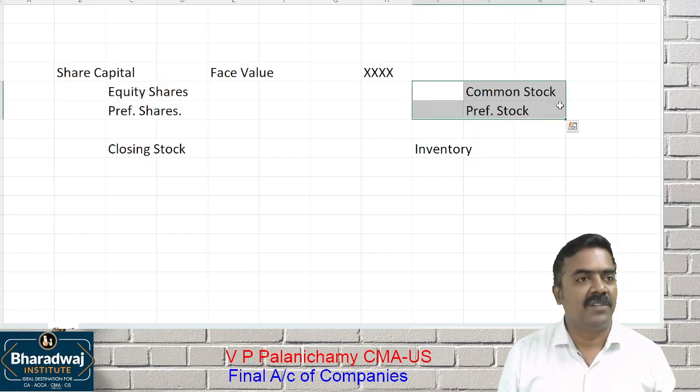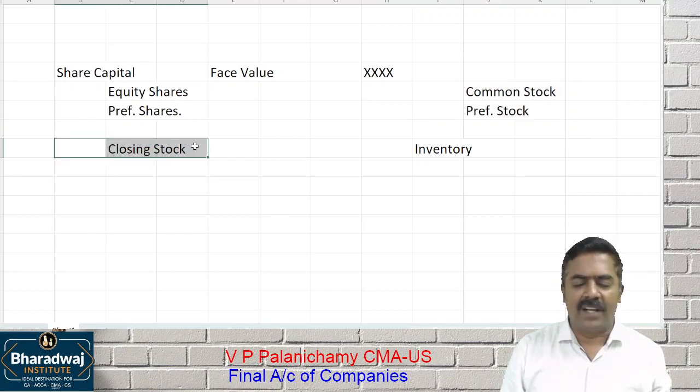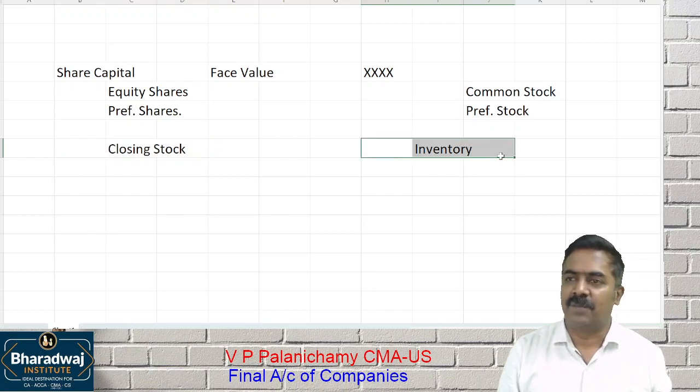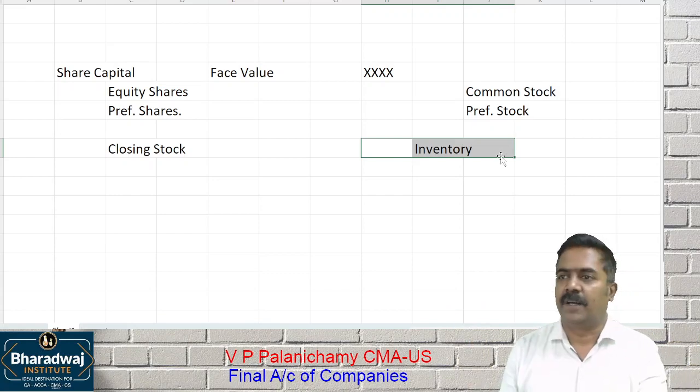The US company, they've written which one? Common stock, preferred stock. But in the Indian company balance sheet, we've written closing stock on the asset side. There is no such item in the US balance sheet. They call it as which one? Inventory. Look at that person. Will he be able to compare an Indian company with a foreign company?